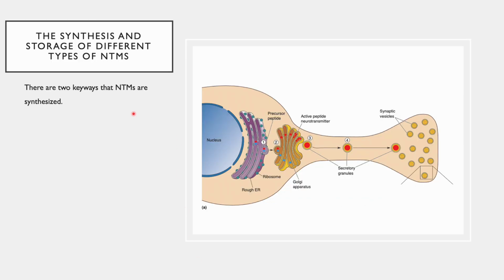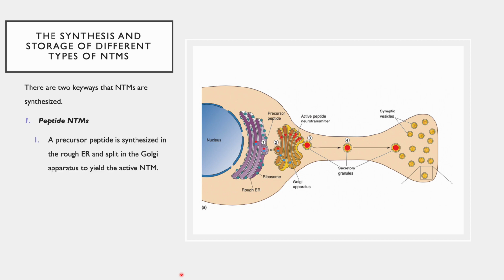So now we're going to discuss the synthesis and storage of different types of neurotransmitters. So there are two key ways that they can be produced. Peptide neurotransmitters are produced differently. And since we're talking about neuropeptides in these large molecules, I thought we would start with their production. So a precursor peptide is synthesized in the rough endoplasmic reticulum, shown here in purple. And then it's split in the Golgi apparatus, shown here in yellow, to yield the active neurotransmitter.